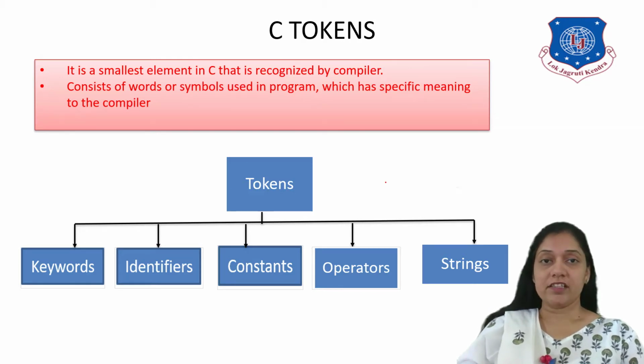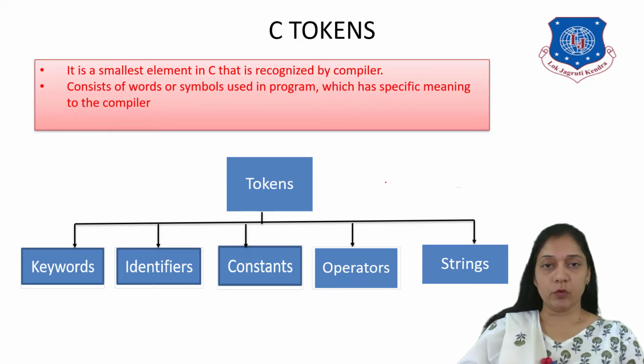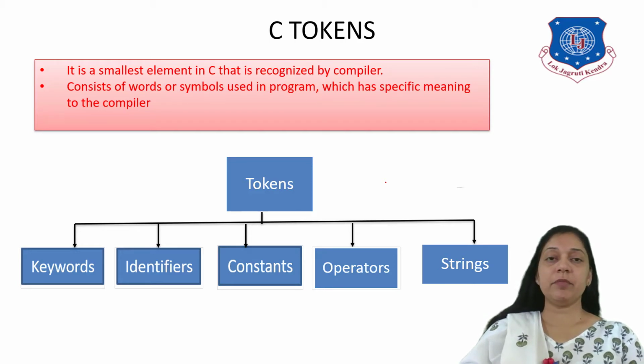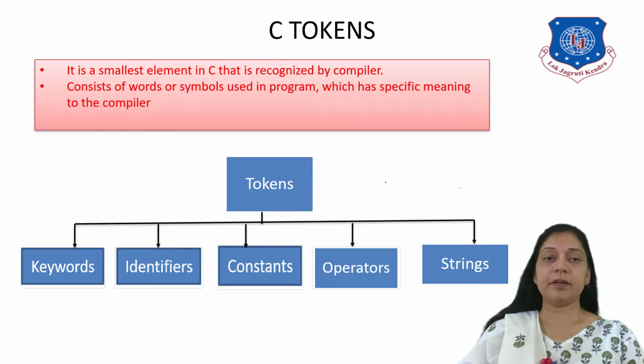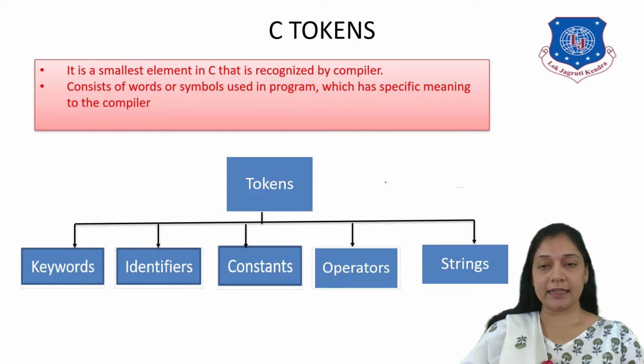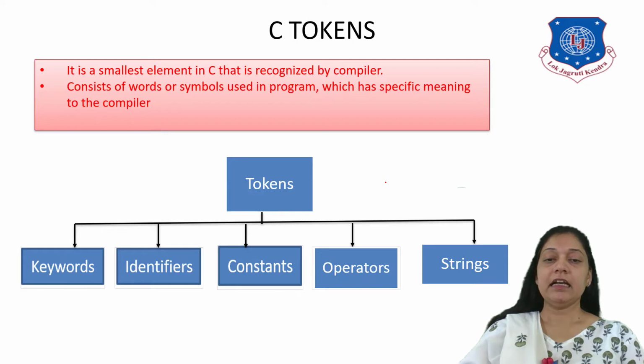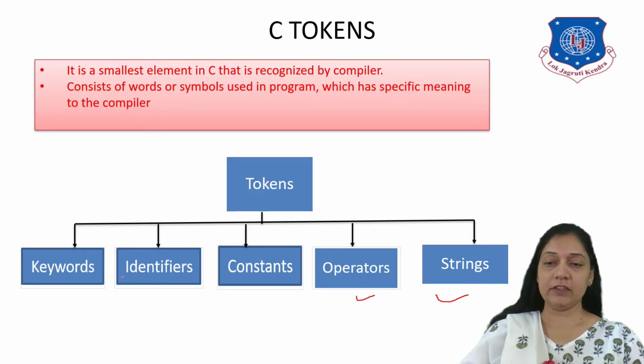So let's understand what C tokens are. They consist of some words or symbols that are used in a program, and these words or symbols have some specific meaning to the compiler. The compiler will accordingly do the task as per the symbols or words we are using. C tokens are divided into five important categories. The first one is keywords. Second is identifiers. Third is constants. Then we have operators and strings. Let's see in detail what all these five categories of C tokens are.